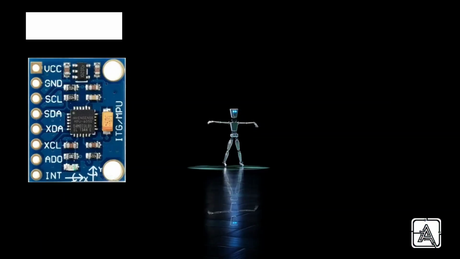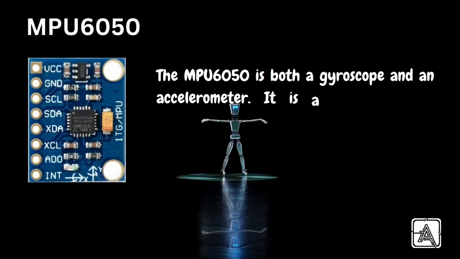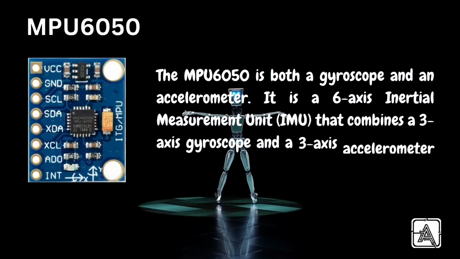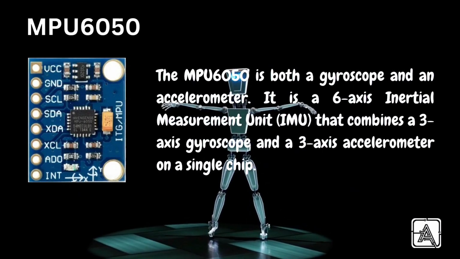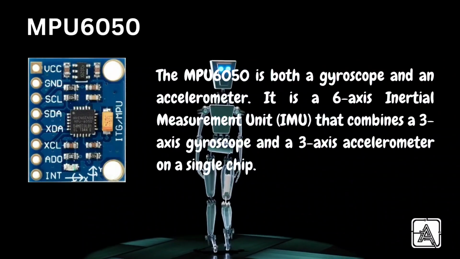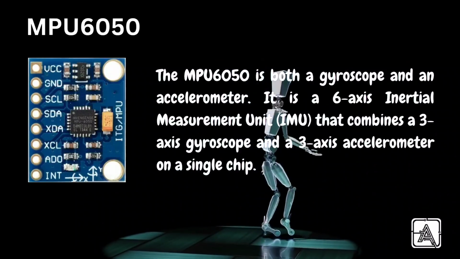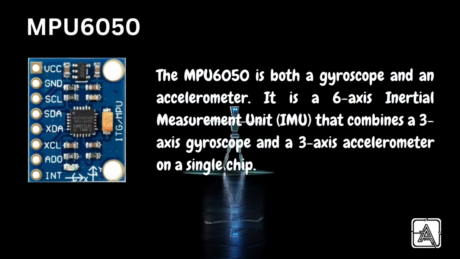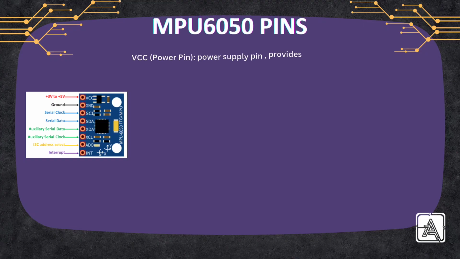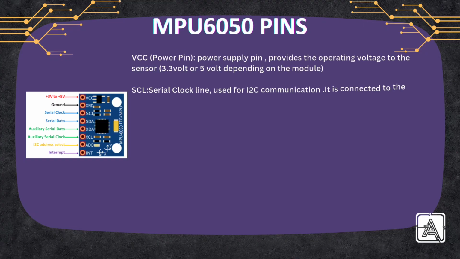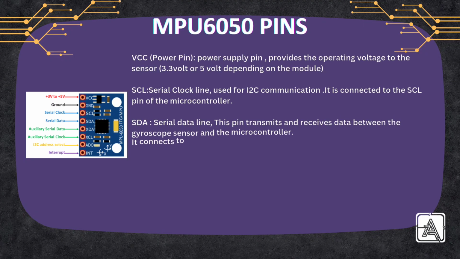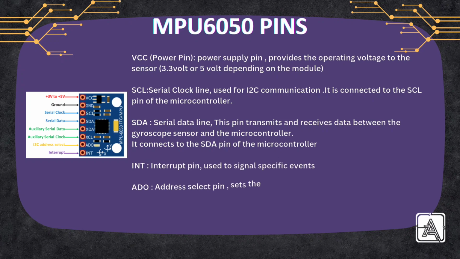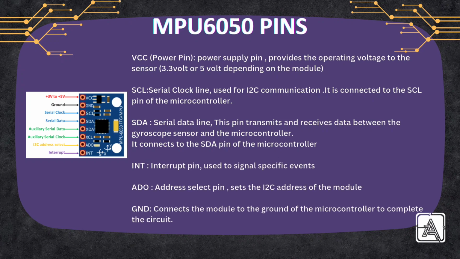Now let's see what an MPU 6050 sensor is. It is both a gyroscope and an accelerometer. It is a 6-axis inertial measurement unit that combines a 3-axis gyroscope and a 3-axis accelerometer on a single chip. Pins of the sensor. VCC, it is a power supply pin, provides the operating voltage to the sensor. Operates between 3.3 volt to 5 volt depending on the module.